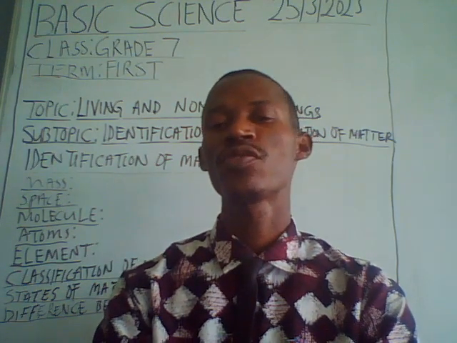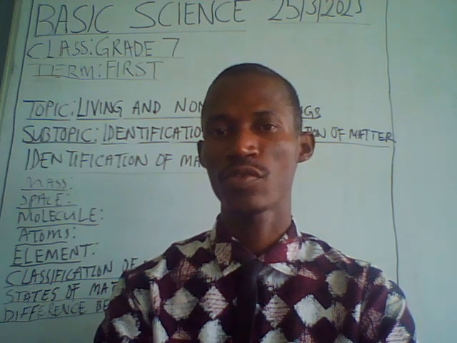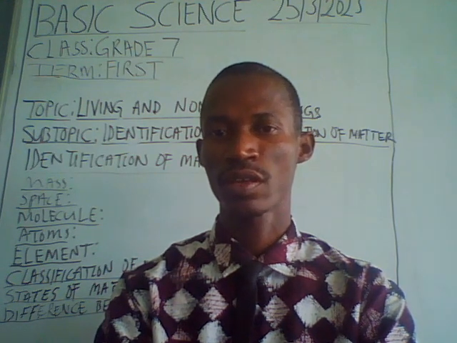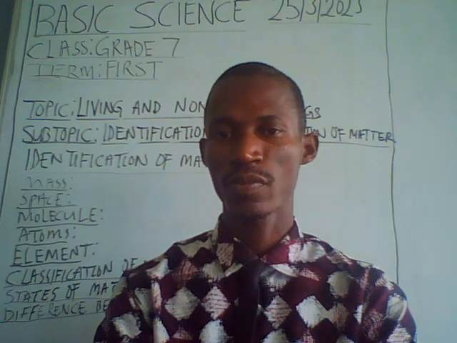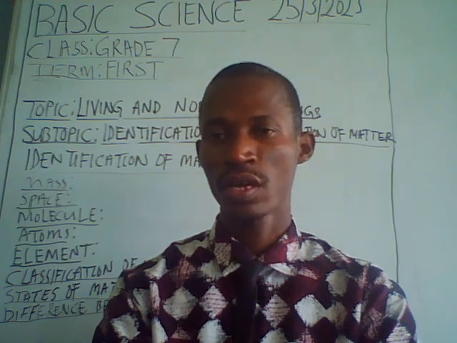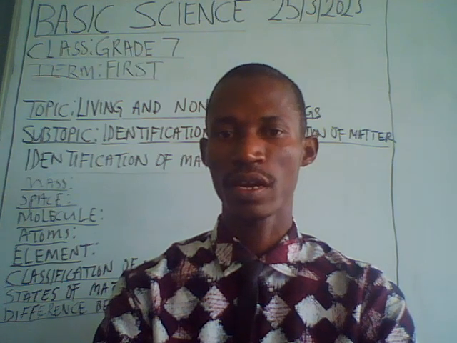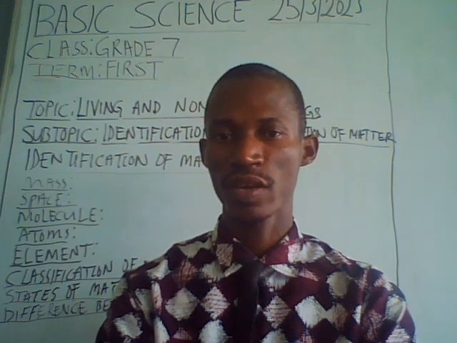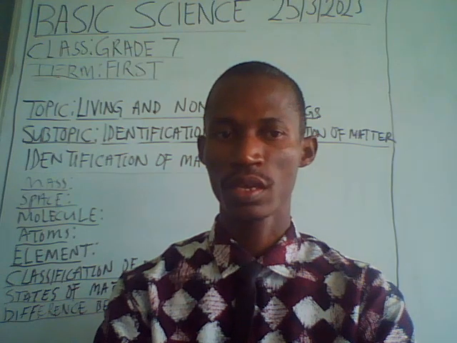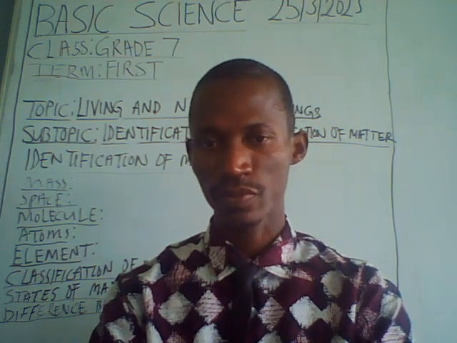In today's video, I'm going to look at the subject basic science, and we are going to look at the class grade 7. The term is first term. Our topic is living and non-living things. Our subtopic is identification and classification of matter. Today we will look at identification and classification of matter, which is a subtopic. First and foremost, let's look at identification of matter.